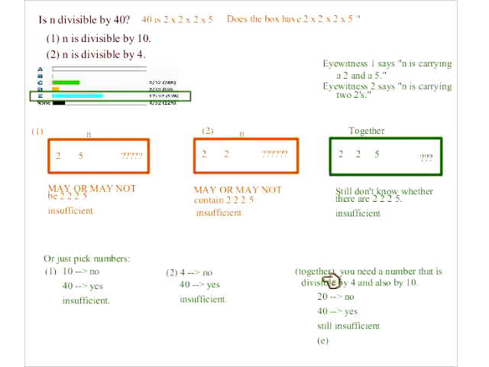Okay, let's look at another one. Let's take a look at this one right here. In fact, let's look at 2 of them.